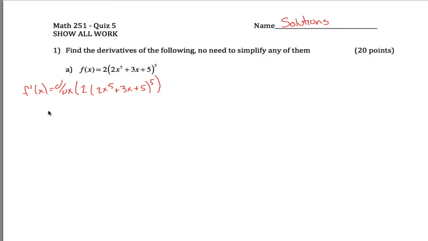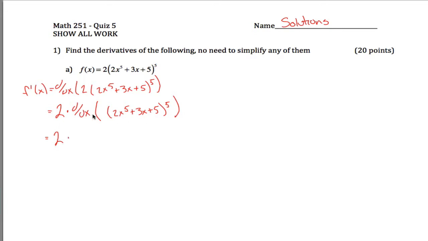The first thing I want you to notice is we got a constant out in front of this whole thing. So I could just figure out 2 times the derivative of (2x to the 5th plus 3x plus 5) to the 5th power. You don't have to do it this way, but I think it makes it a little bit easier. There's less to look at over here. So what's that derivative equal to?